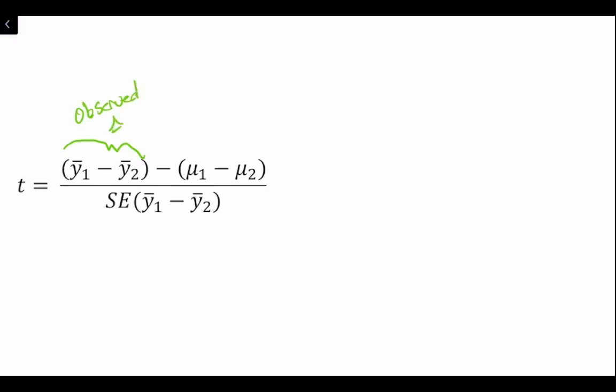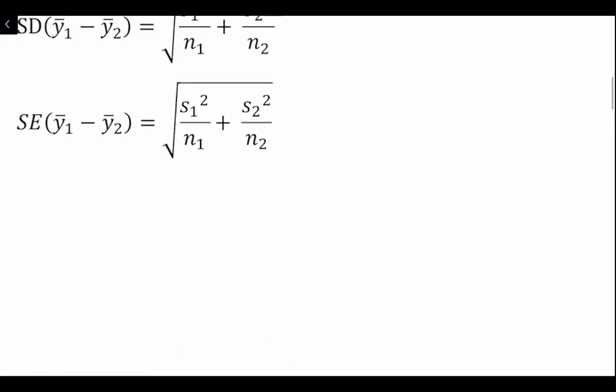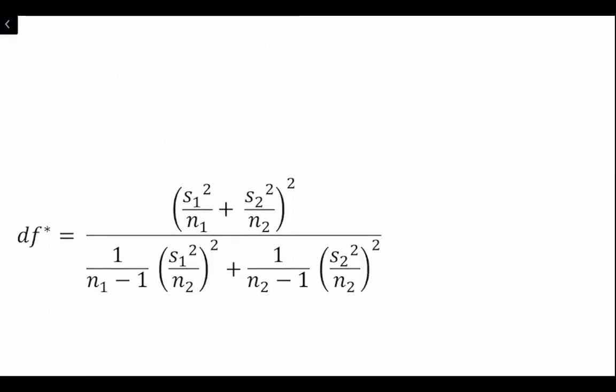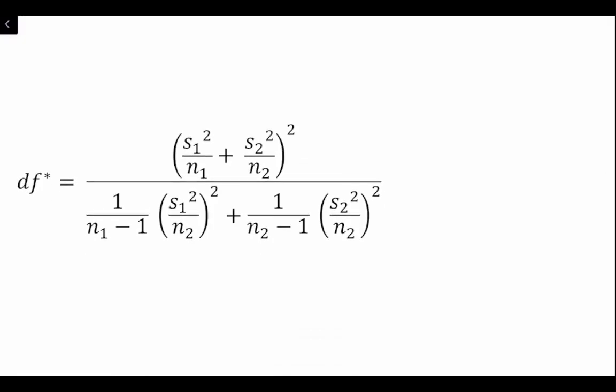The observed will just abbreviate to delta minus the expected delta, or the true delta, the true difference, divided by our standard error of y bar 1 minus y bar 2. And that's, of course, as we calculate in this equation right here. Now, finally, when we're doing significance testing with t-scores, we need to remember that we need degrees of freedom.